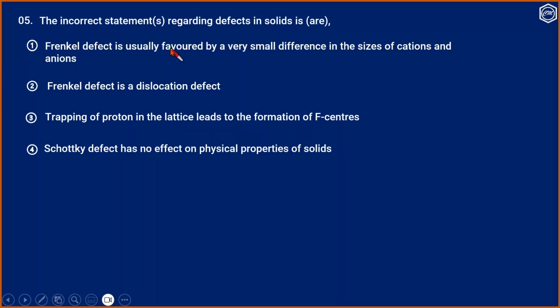Frenkel defect is usually favored by a very small difference in size of cation and anion, and that is wrong. So it is a wrong statement. The cation should be smaller. Frenkel defect is a dislocation defect. That is correct. The cation slips into the interstices. Trapping a proton in the lattice leads to formation of F centers. F centers are formed by trapping an electron, not a proton. So that is a wrong statement. Then Schottky defect has no effect on physical properties of the solid. Schottky defect decreases the density of the solid.